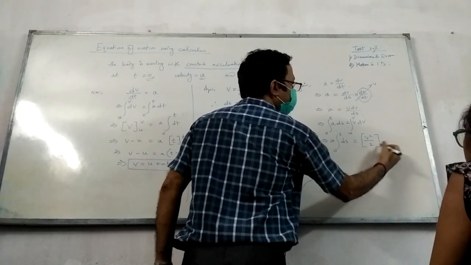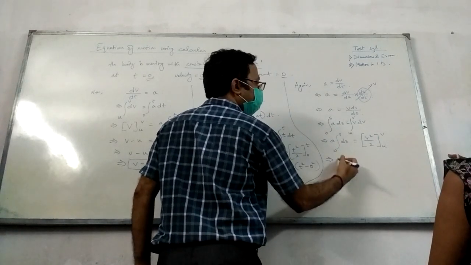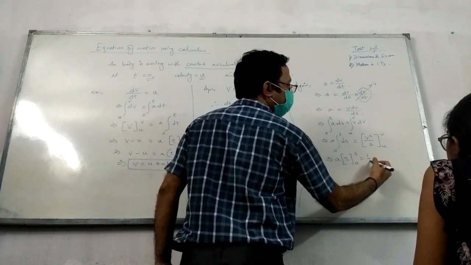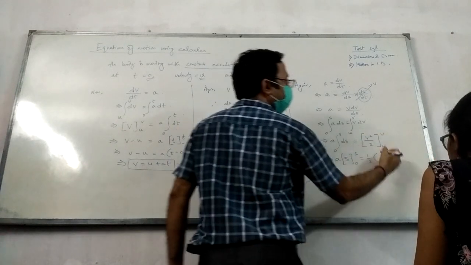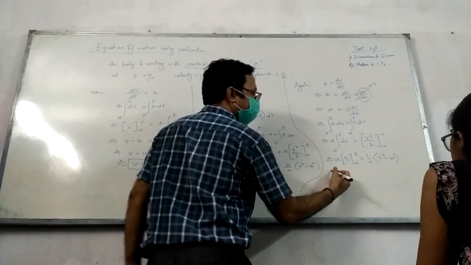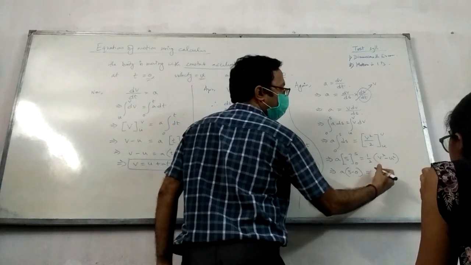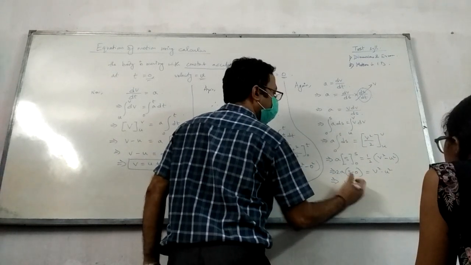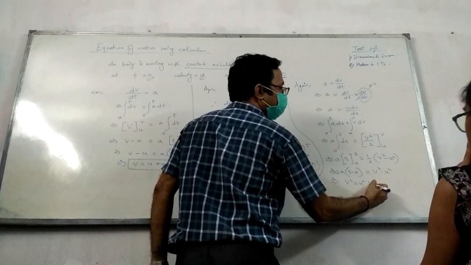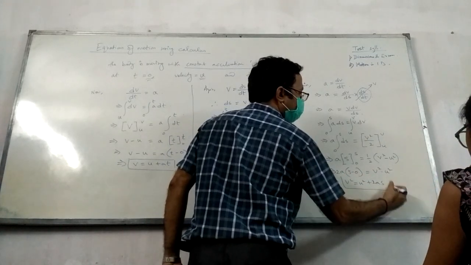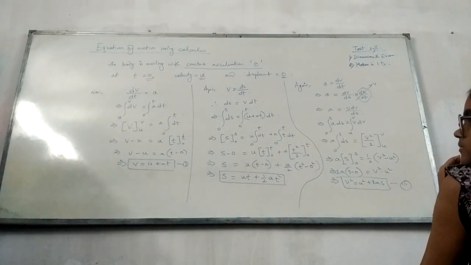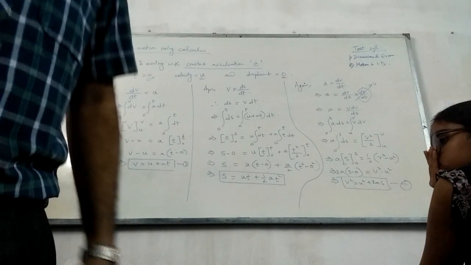So v square by 2 from u to v equals a times the integral of ds from 0 to s. I have half of v square minus u square, then a into s minus 0. So a s equals half of v square minus u square. So v square equals u square plus 2 a s. Same expression, just the methods are different, and you have to practice this by yourself, otherwise it won't work.